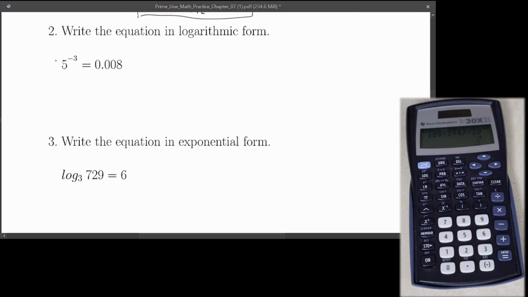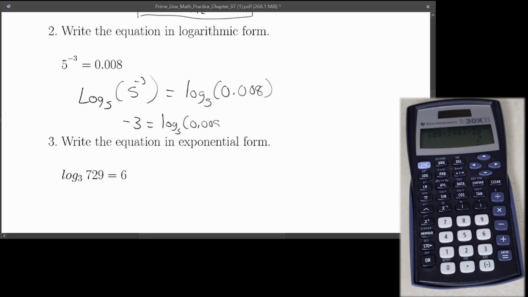Question number 2, write the equation in logarithmic form. So we're going to work through the same setup here. Notice that our base is a 5. So we will write log base 5 of 5 to the negative 3 equals log base 5 of 0.008. Realizing that our bases are the same, we can extract the power. Negative 3 equals log base 5 of 0.008.